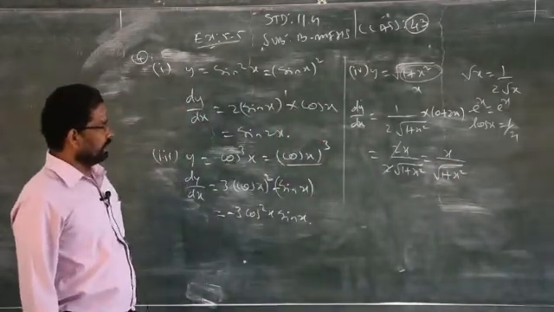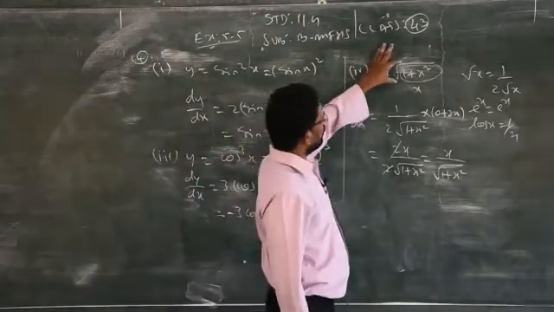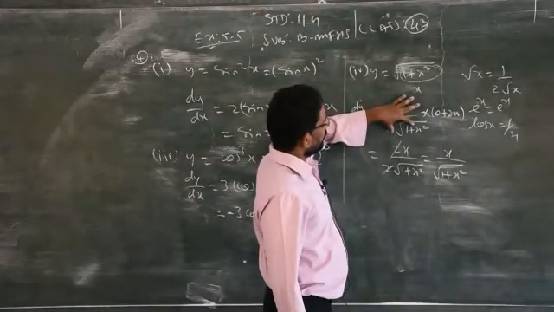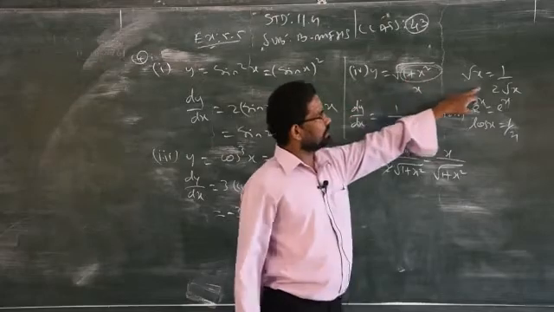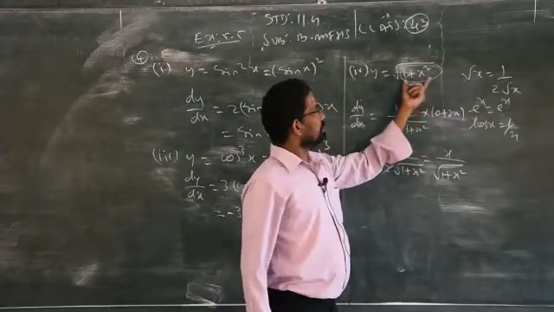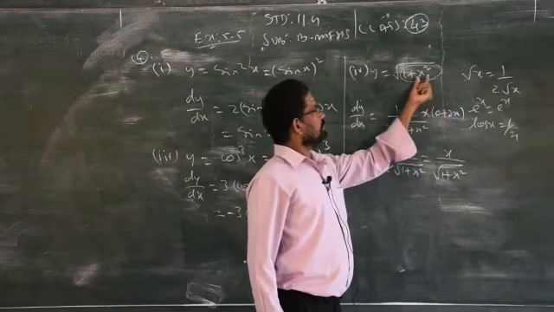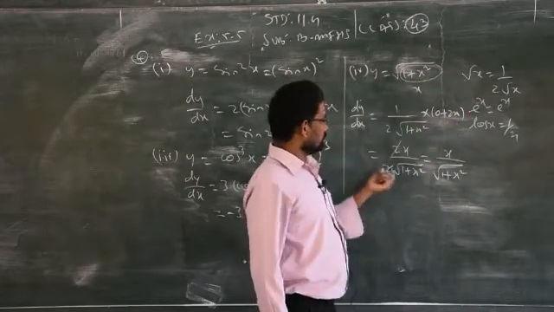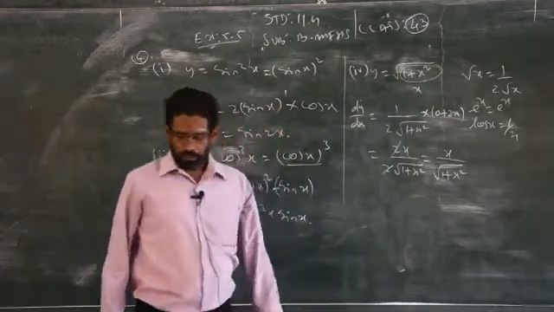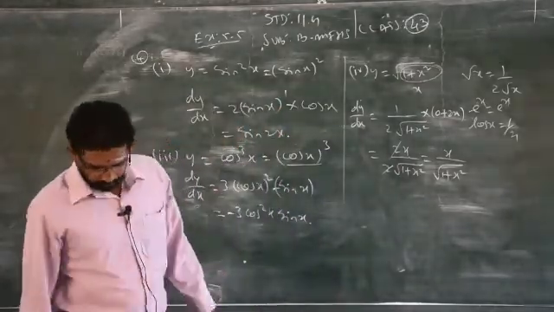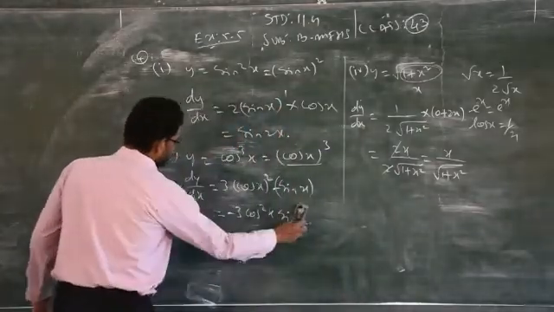This is your answer. So first you have to differentiate the power. I got 1 by 2 root x based on this formula. Then you have to differentiate inside the bracket. Differentiation of a constant is 0. Differentiation of x square is 2x. Just simplify, you will get x by square root of 1 plus x square. Clear? Sum number 5.